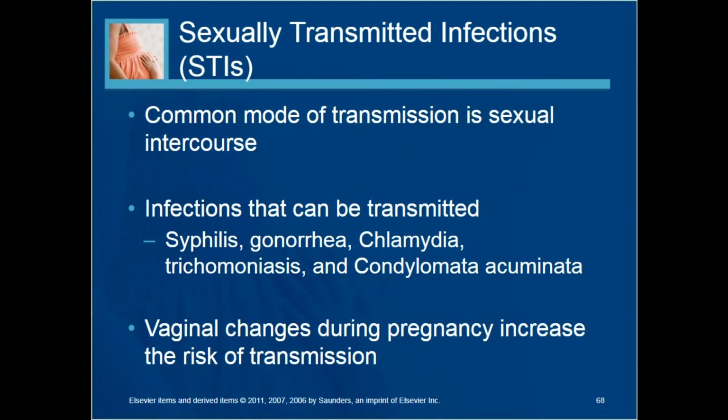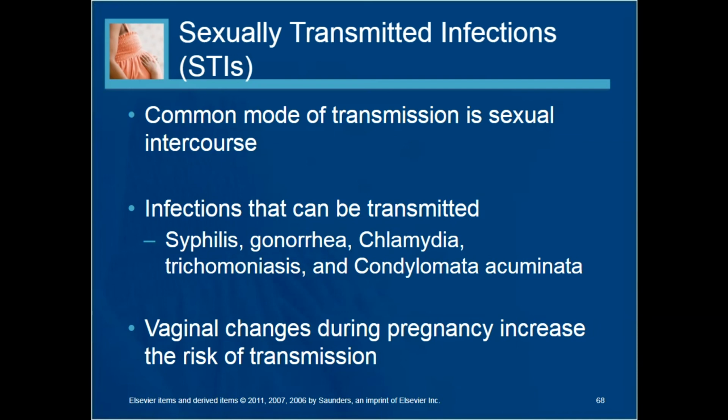Sexually transmitted infections are common in pregnancy. The mode of transmission is sexual intercourse. You get them the same way you get a baby, right? Infections can be transmitted, such as syphilis, gonorrhea, chlamydia, trichomonas, and condylomata acuminata.